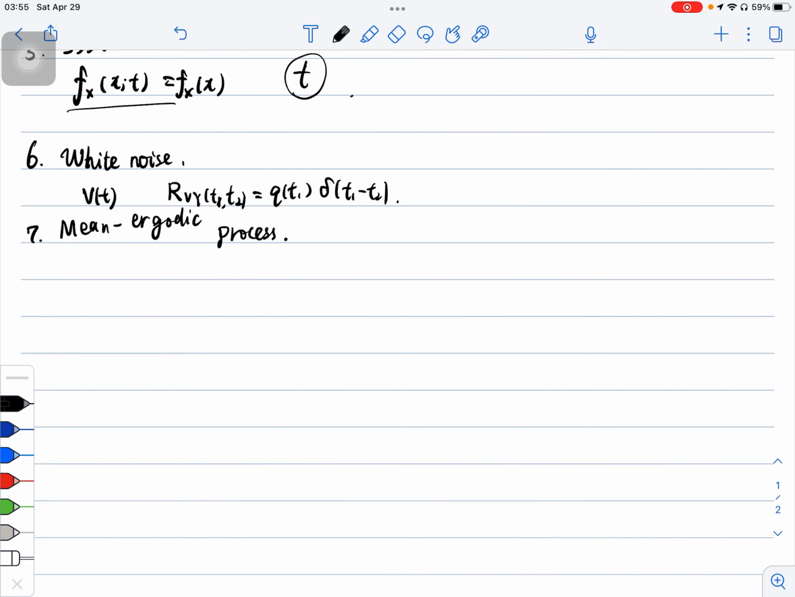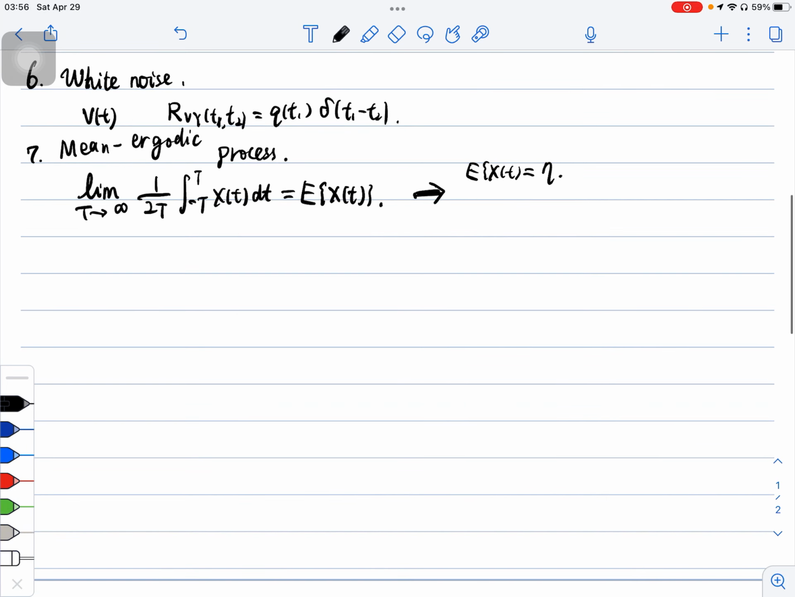Then Xt is said to be mean ergodic if, when t goes to infinity, the integral from minus t to t of xt over 2t is the expectation of xt in the mean square sense, which states that E[xt] equals eta, which is a constant, and when t goes to infinity, the expectation of this is 0.